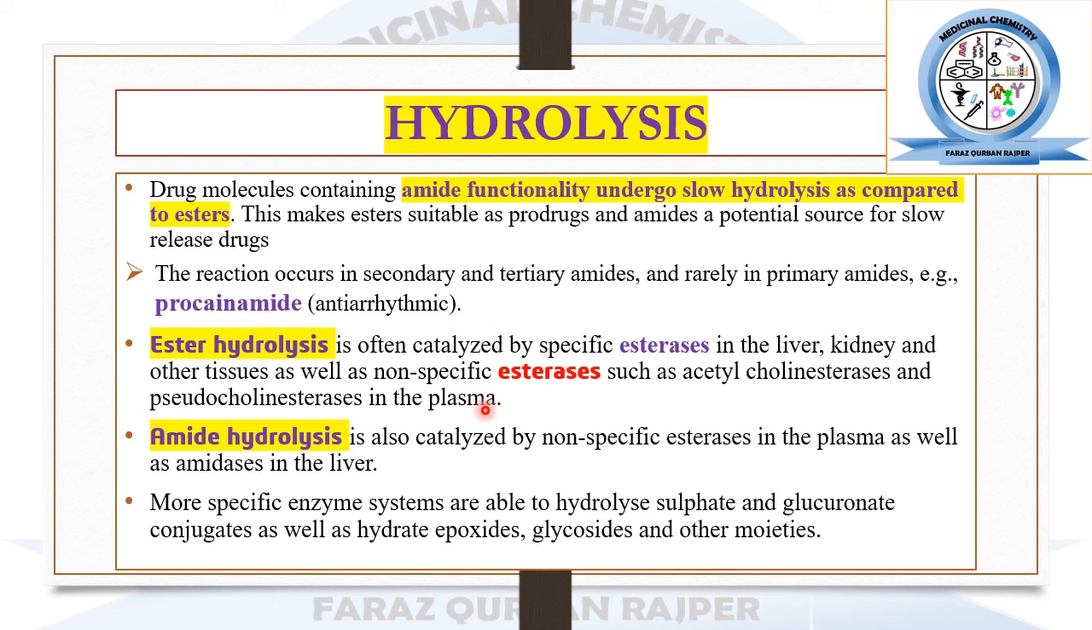Ester hydrolysis is catalyzed by the esterase enzyme that is present in the liver, kidney and other tissues where metabolism can take place. The non-specific esterases like acetylcholinesterase and butyrylcholinesterase present in the plasma can also catalyze this type of ester hydrolysis. Amide hydrolysis is also catalyzed by non-specific esterases in the plasma, and besides this, amidases are present only in the liver, in the smooth endoplasmic reticulum of the liver. More specific enzyme systems are able to hydrolyze the sulfate and glucuronide conjugates as well as the hydrogen peroxide.